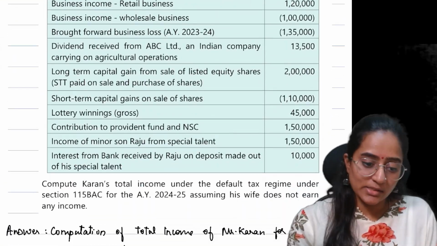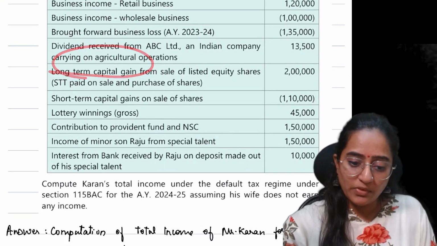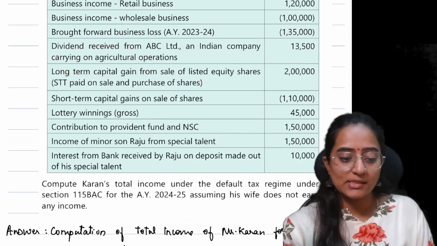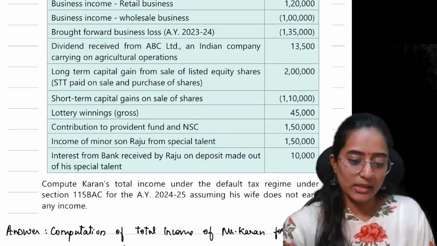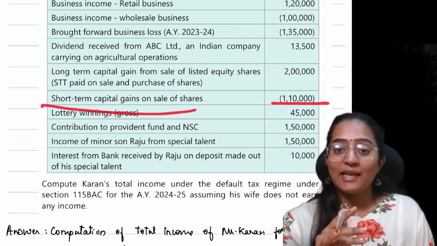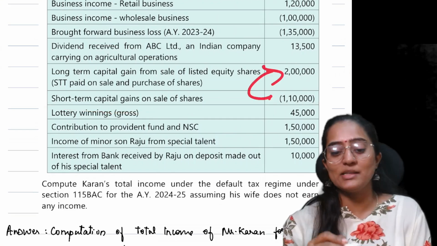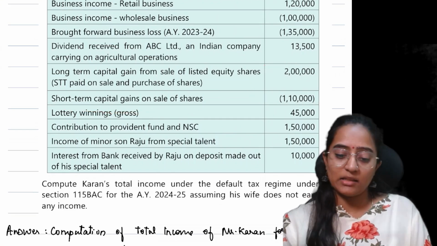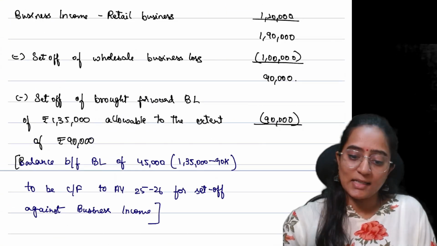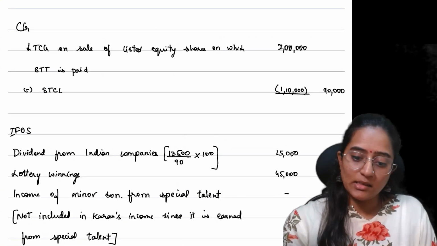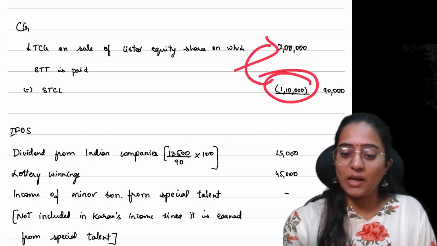Next, long-term capital gain from the sale of equity shares. LTCG is how much? 2 lakh. You have STCG loss. Can you set off STCG losses against your LTCG income? Absolutely yes, you can set off. That is 2 lakh minus 1,10,000 rupees. You can make the set off of the same, short-term capital loss against your long-term capital income.